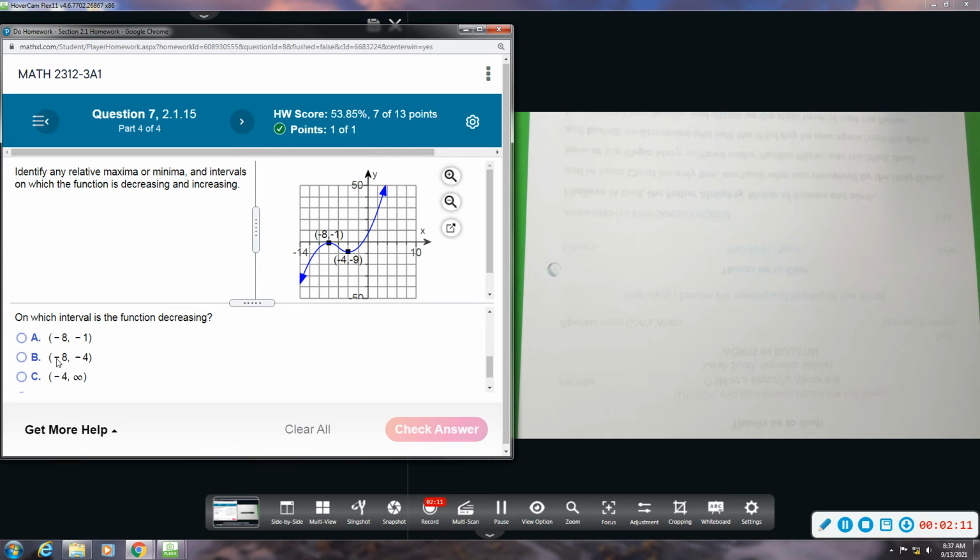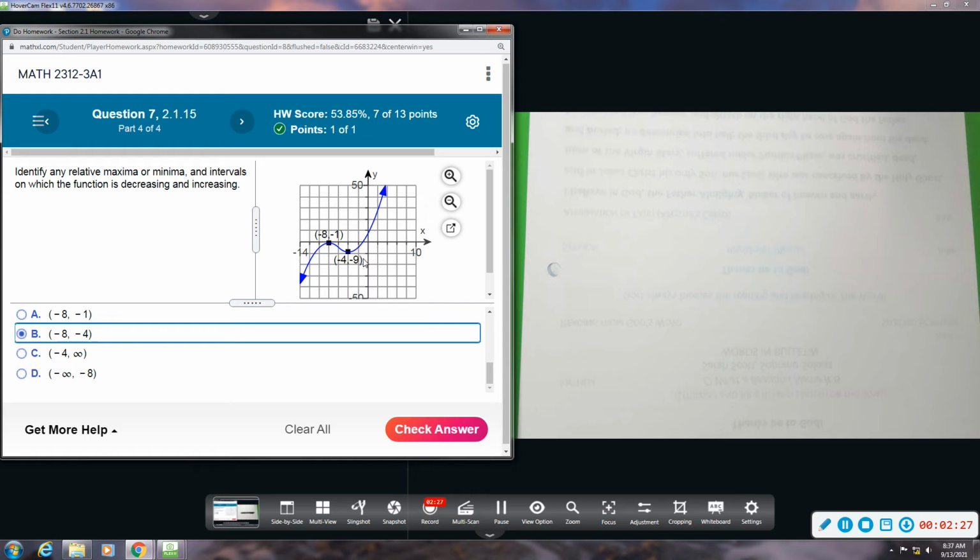And then we're going to look at the decreasing interval. Going down from left to right, this graph is decreasing between the x coordinate of -8 and -4. So from -8 to -4. That will be answer choice B.